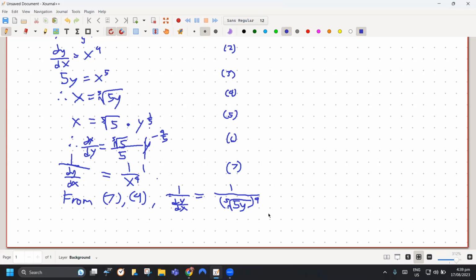Okay, or 5 to the 1 over 5 to the 4/5 times y to the 4/5 din. Or, so tingnan mo, you can do some algebra para mapakita na that is going to be the same as the right hand side of 6. Kasi yun ang kailangan natin pakita. Yung result ng dx dy is going to be the same as 1 over dy dx.